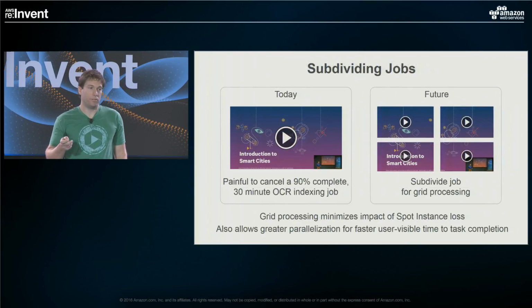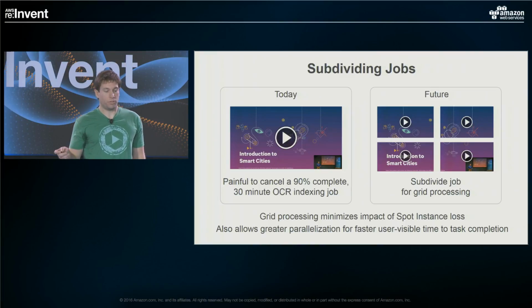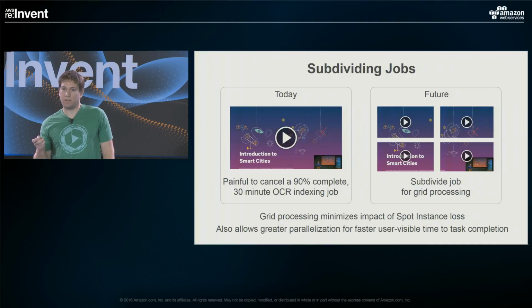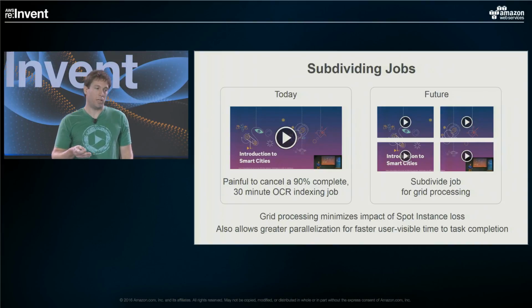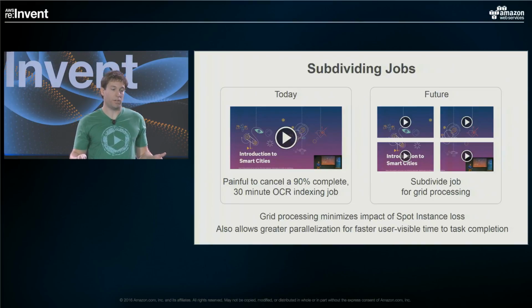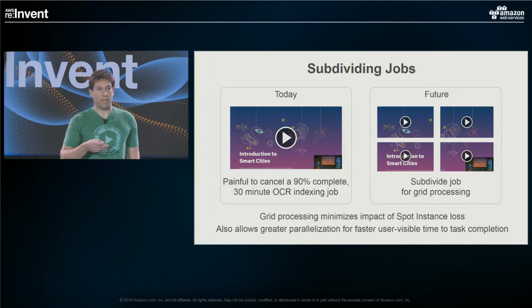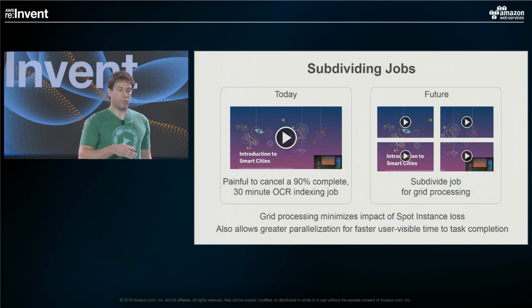Another thing that we want to do in the future is move more towards grid-based computing. So if you imagine what's involved in running optical character recognition on an hour-long video, you're going to be pulling all of the video frames out, treating those as images, and running OCR on those images. And that's going to be, as we talked about earlier, a very long-running job. And it's super painful if you lose that machine in the middle.